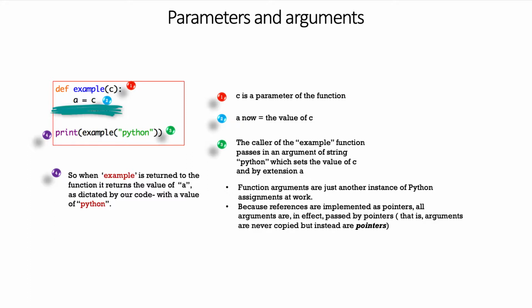So a now is equal to the value of c. The caller of the example function passes in an argument of string Python, like we said, which sets the value of c and by extension a. Function arguments are just another instance of Python assignments at work. Because references are implemented as pointers, all arguments are, in effect, passed by pointers. That is, arguments are never copied, but instead are pointers. So when example is returned to the function, it returns the value of a as dictated by our code, with the value that we pass in as an argument through the caller of Python.